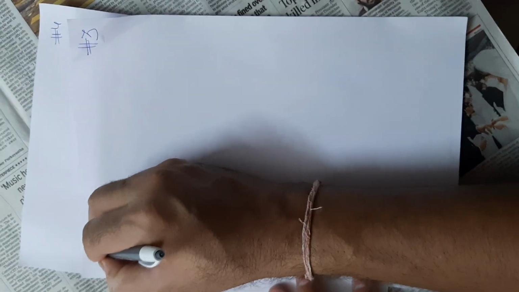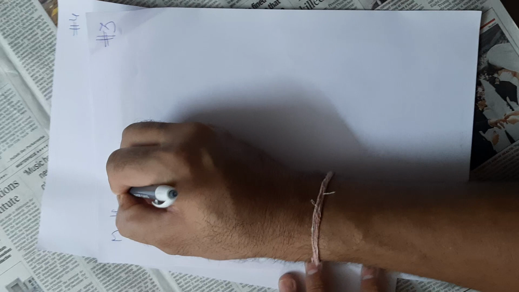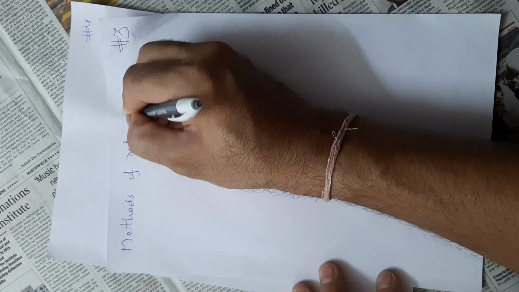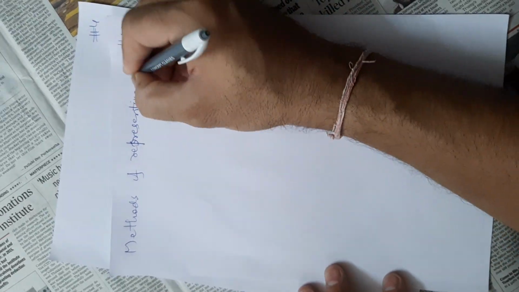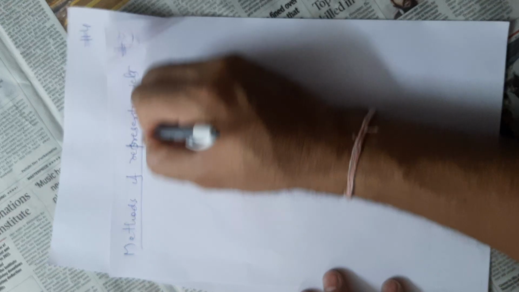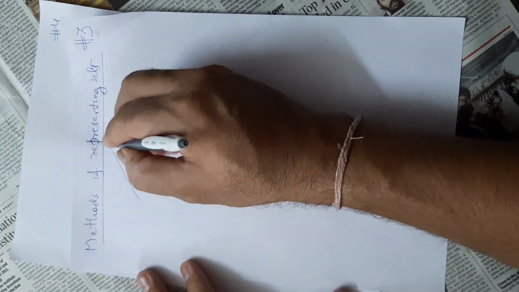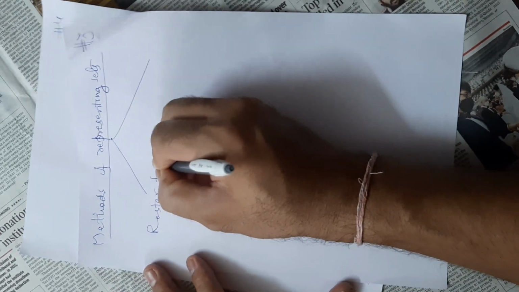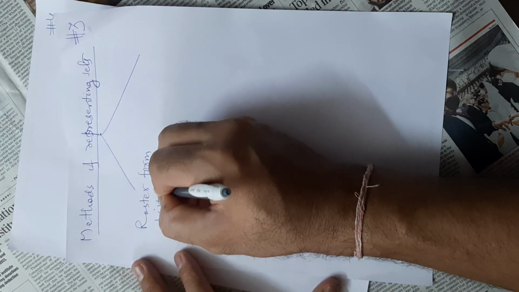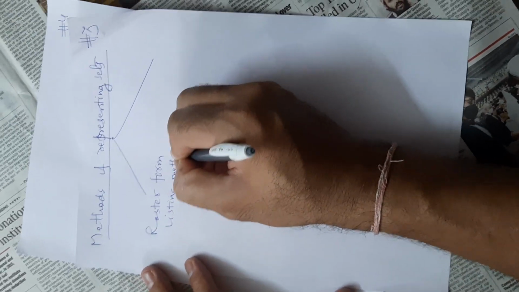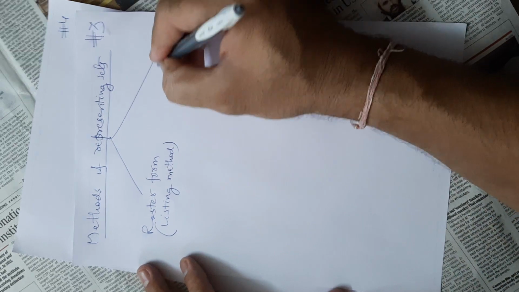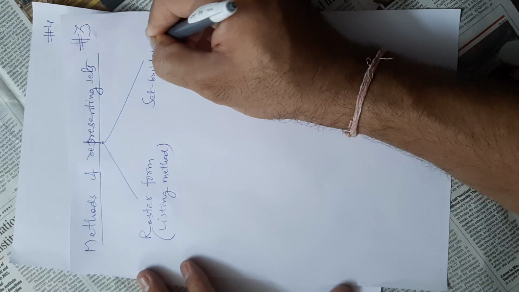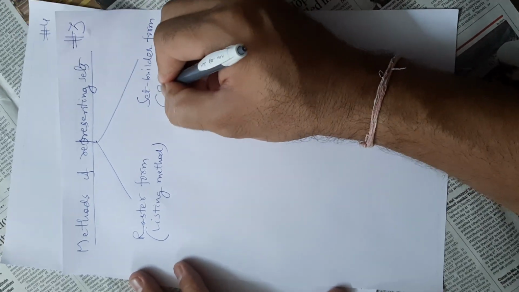So now we have methods of representing sets. So sets can be represented in two ways. One is called roster form, or it is also called listing method. So here members are listed explicitly, and the other one is called set builder form, or it is also called the property method.